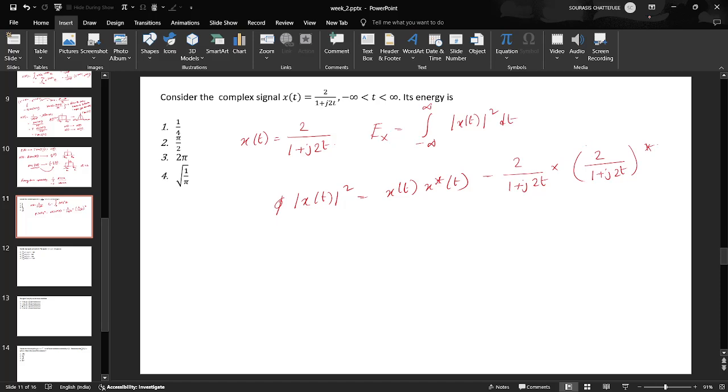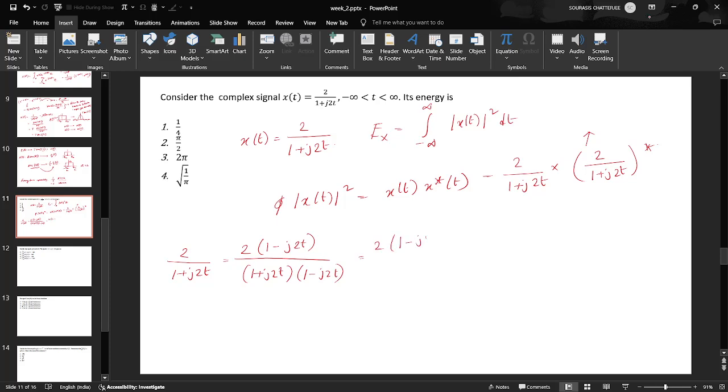And how can we write this? Okay, let me write it here: 2 over 1 plus j2t. We multiply the numerator and denominator with 1 minus j2t. So here we have 1 plus j2t times 1 minus j2t.